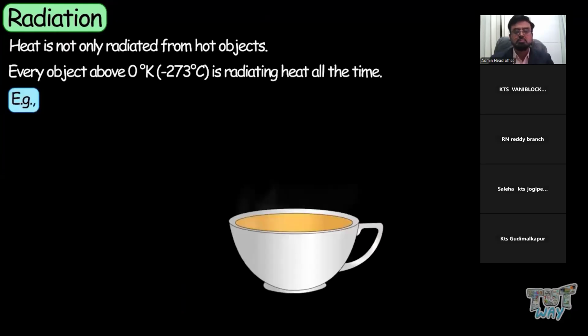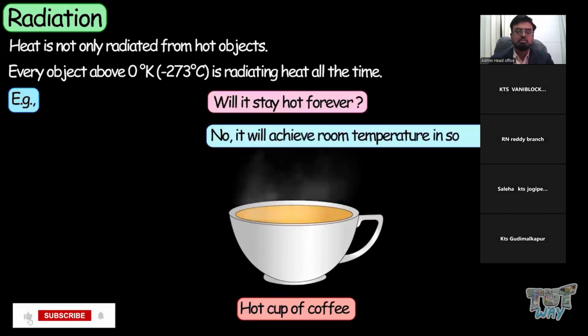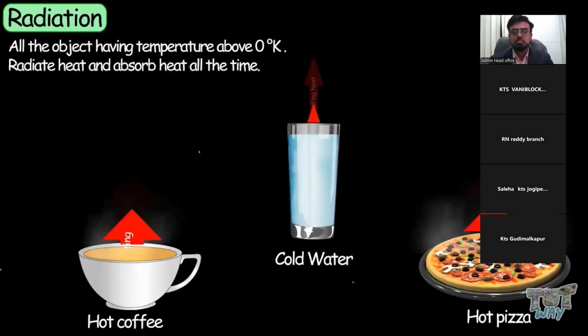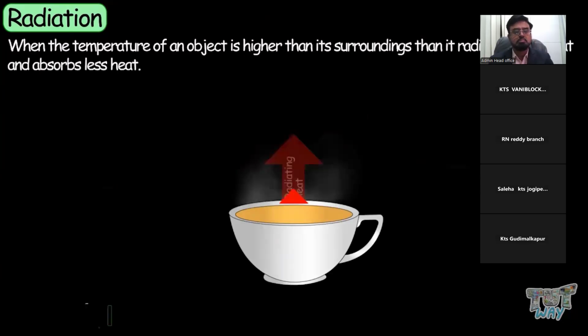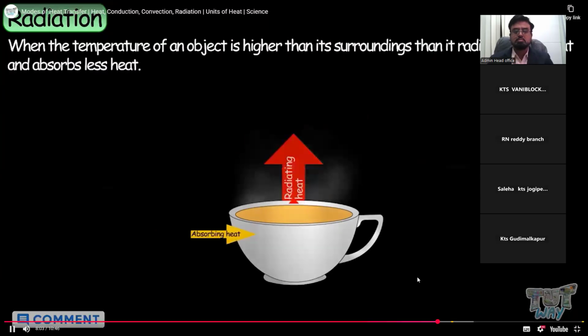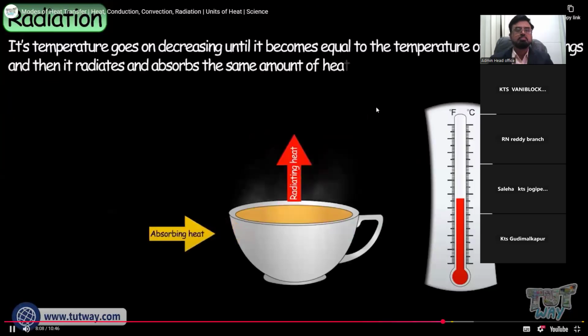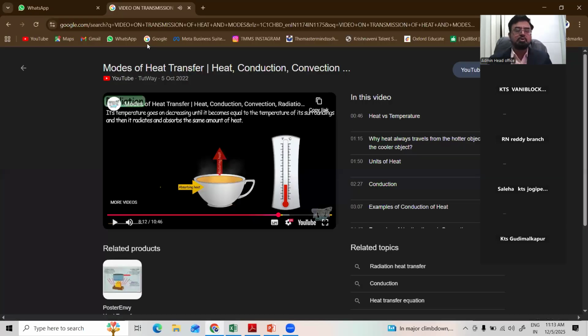Let's have an example. This is a hot cup of coffee. Will it stay hot forever? No, it will achieve room temperature in some time. Why? Let's learn. All the objects that have a temperature above 0 degrees Kelvin radiate heat and also absorb heat all the time. When the temperature of the object is higher than its surroundings, then it radiates more heat than the heat that it is absorbing. And as a result, its temperature keeps on decreasing until it becomes equal to the temperature of its surroundings. And then it radiates and absorbs equally.